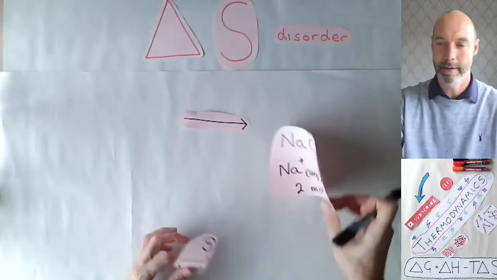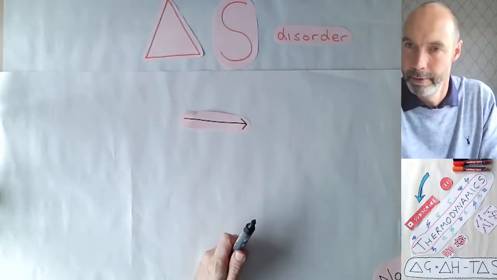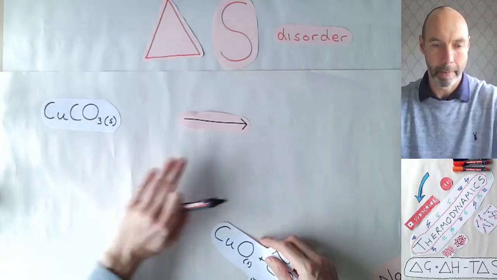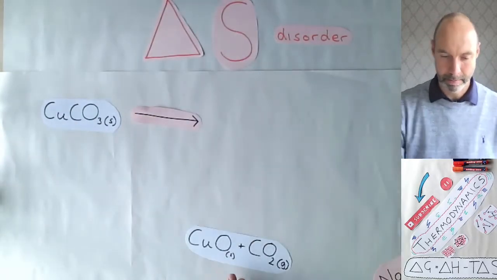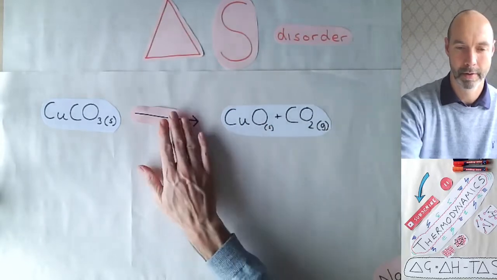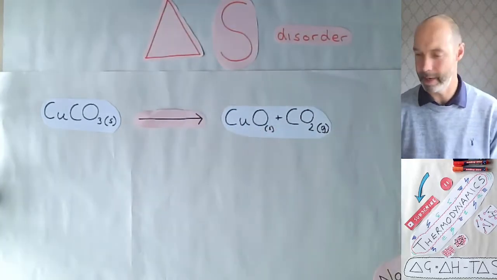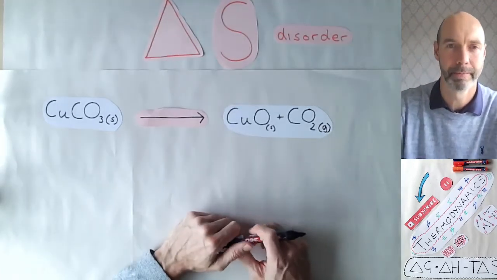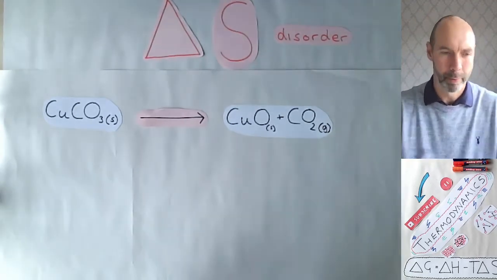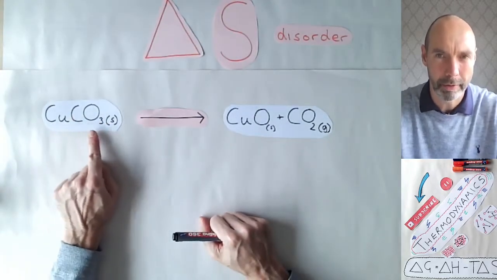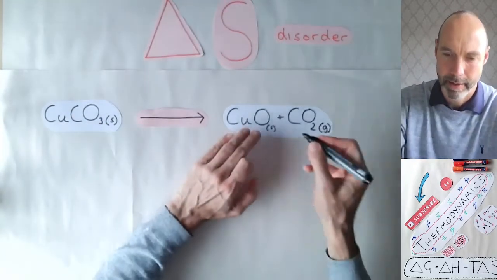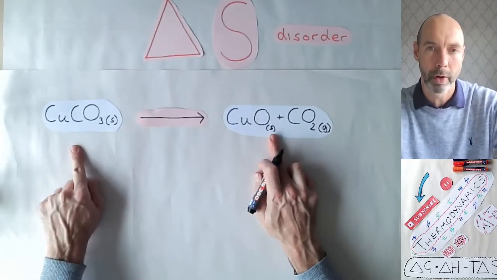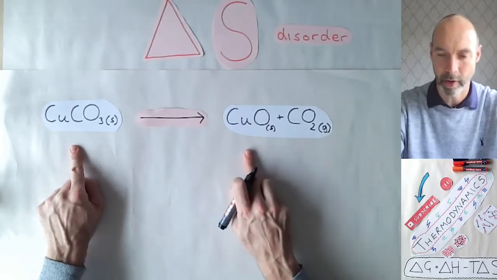Let's take a look at the next example. We're going to have copper carbonate solid becoming copper oxide and carbon dioxide. You might recognise this as the thermal decomposition. So what's happening here? We've got 1 mole of solid on the left. This isn't too clear, but copper oxide is a solid. So we're going from 1 mole of solid to 1 mole of solid and 1 mole of gas.